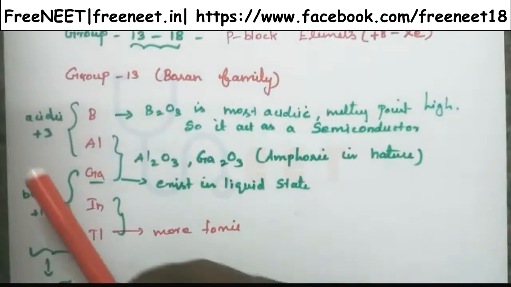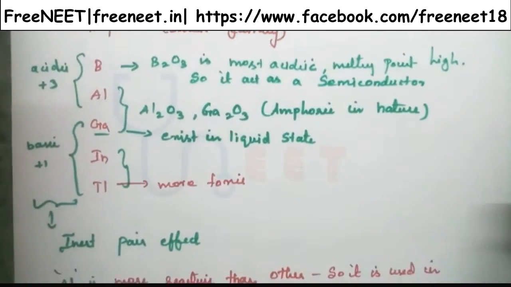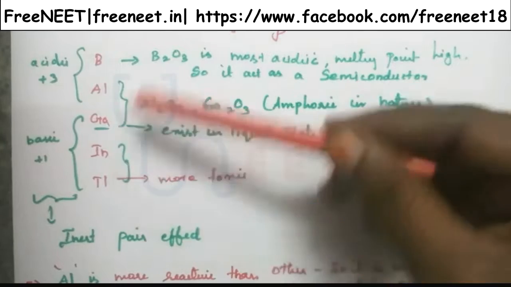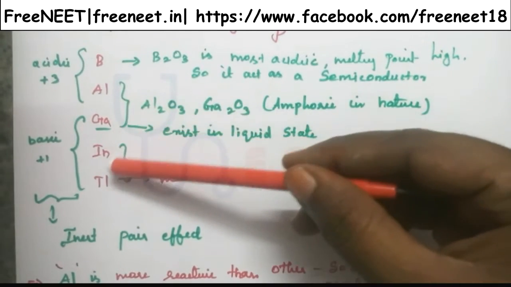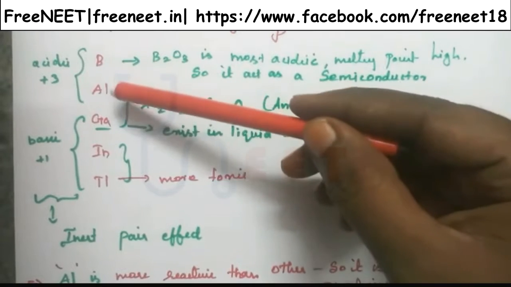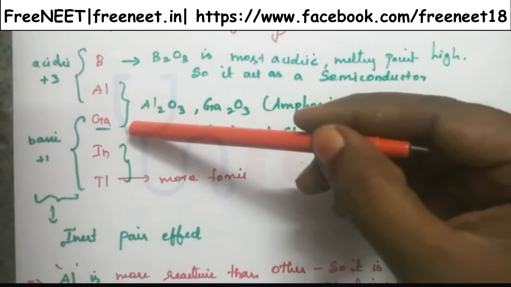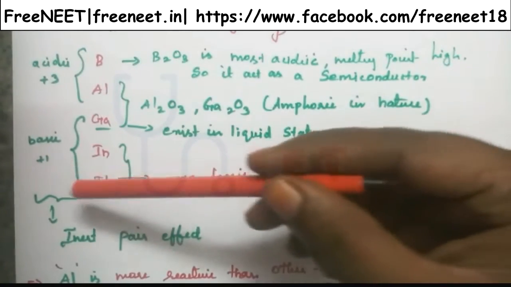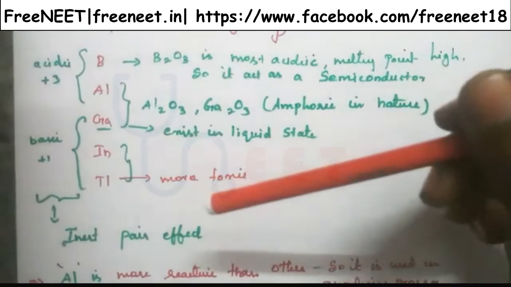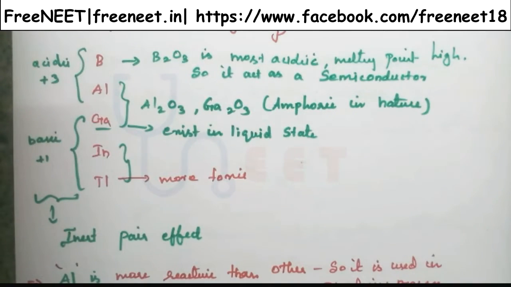Group 13 elements are called the boron family. The boron family contains these elements: boron, aluminium, gallium, indium, thallium. Here, boron and aluminium have a highest oxidation state of +3, but gallium, indium, thallium have a lowest oxidation state +1.